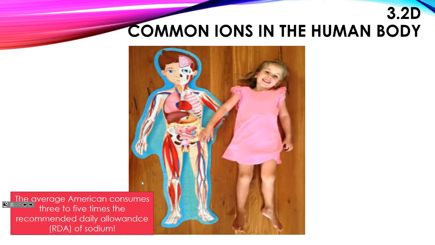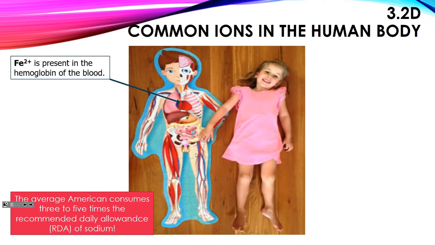Okay, so now we're going into talking about common ions in the human body and how they're used. As we look at the human body, the first one that we're going to look at is Fe. Fe is present in hemoglobin in the blood. It helps us transfer oxygen around. If we didn't have Fe plus 2, we would have a problem.